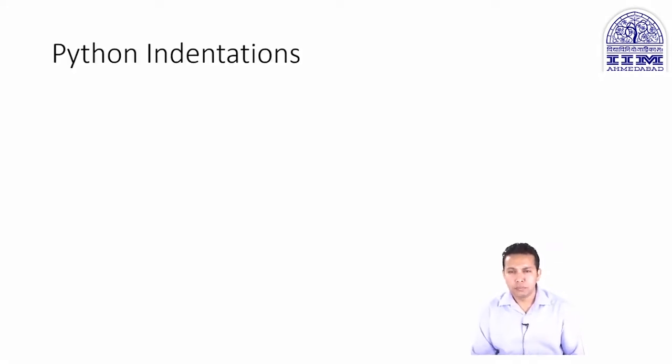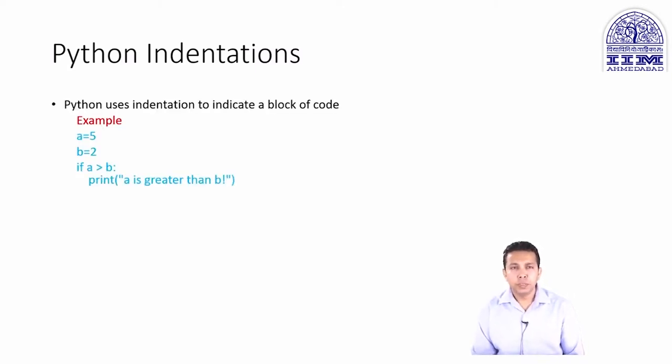So, let us start by looking at the syntax of Python. One of the important things in Python is indentation. So, what do we mean by indentation? Let us write a small block of code. Let us assign the value 5 to a variable a and the value 2 to a variable b.